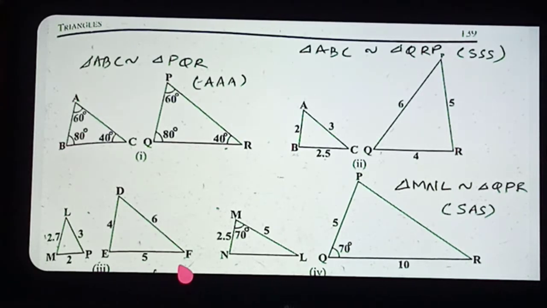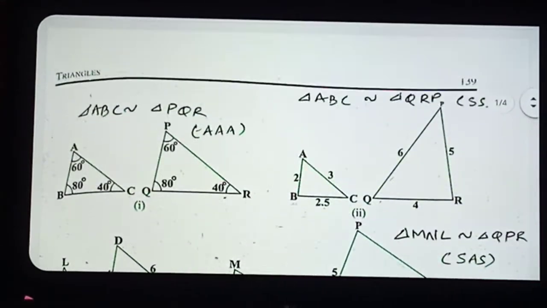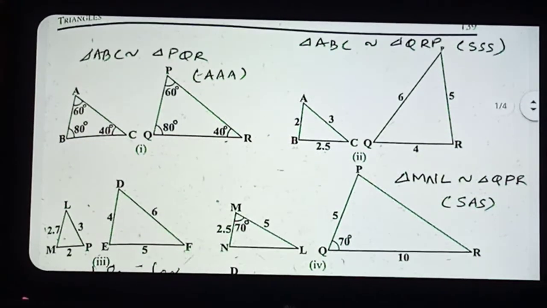State which pairs of triangles in the figures are similar. Write the similarity criteria used by you for answering the questions, and also write the pairs of similar triangles in the symbolic form. Okay, so first of all, some diagrams are given. I hope 6 diagrams are given. Among the 6 diagrams, you want to say which of the figures are similar triangles and which are not similar triangles, and by using which criteria and which similarity.